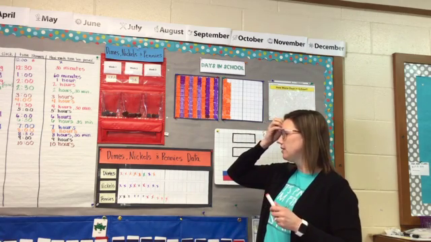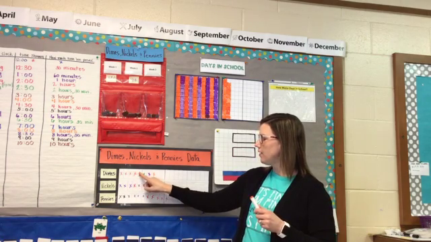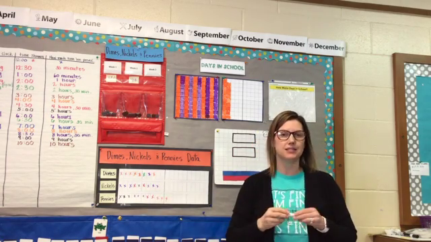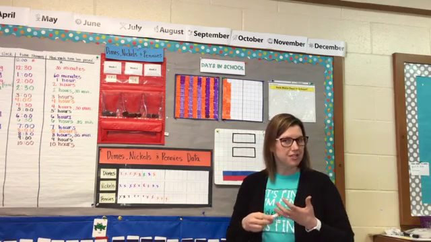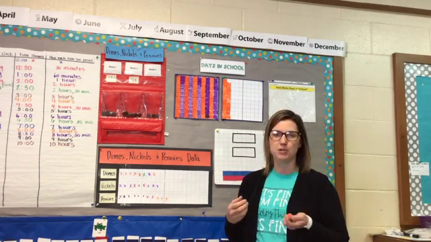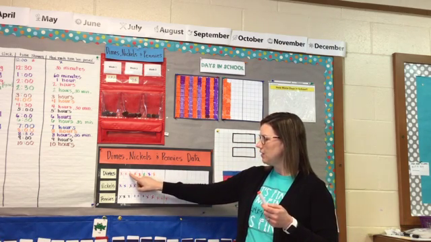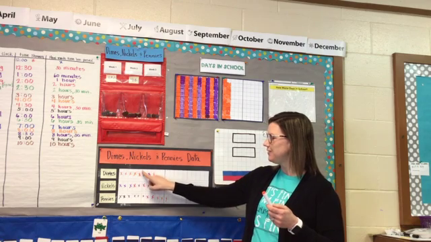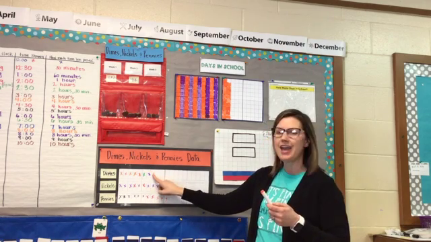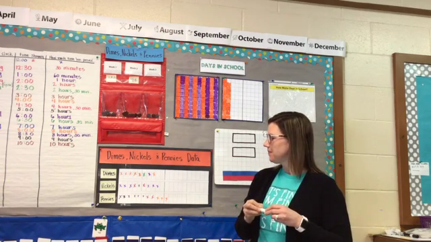Now take a look at our dimes. We have 1, 2, 3, 4, 5, 6, 7, 8 dimes. Dimes are worth 10 cents. So let's count by 10s and see how much money we have in dimes. 10, 20, 30, 40, 50, 60, 70, 80. 80 cents in dimes.